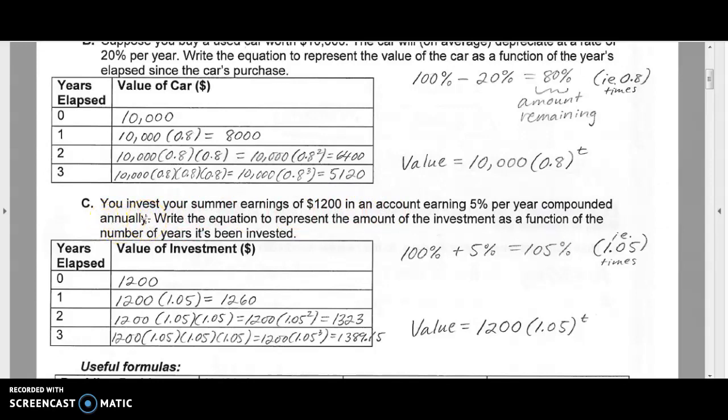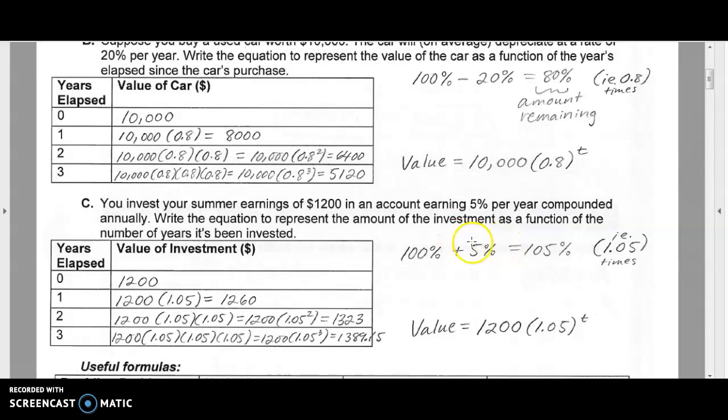Okay, so what's happening here is it's asking us what's the amount of the investment. So the amount of the investment after every year, you're going to make 5%. If I took 5% of $1,200, that gives me $60. My investment after year 1 is not worth just $60. It's worth the original $1,200 I had plus the $60 I earned in interest to give me $1,260. So that's why we multiply by 1.05 and not just 0.05.